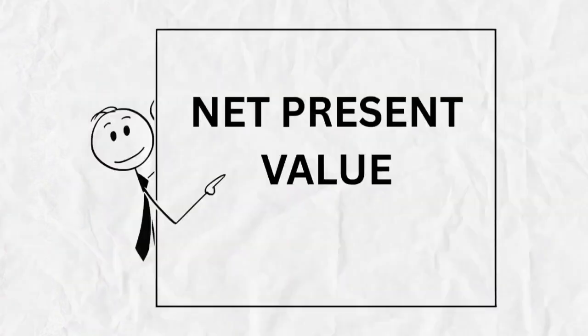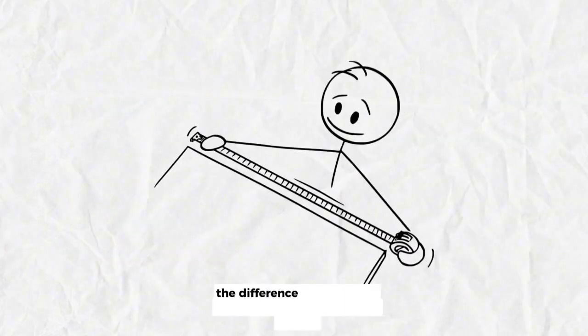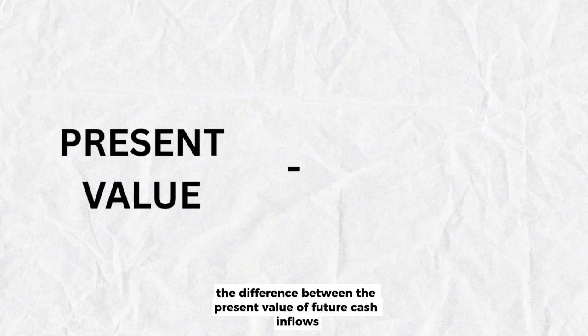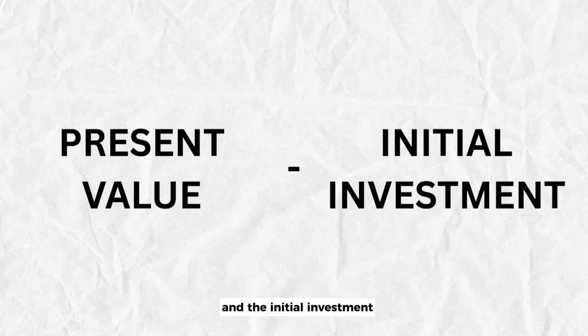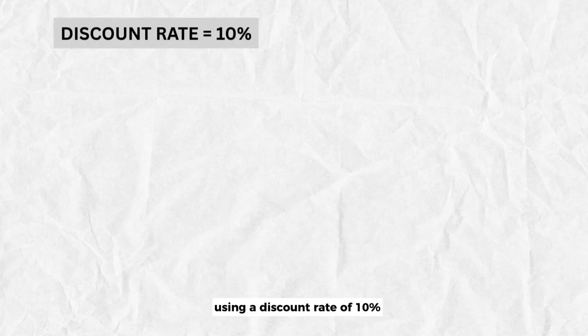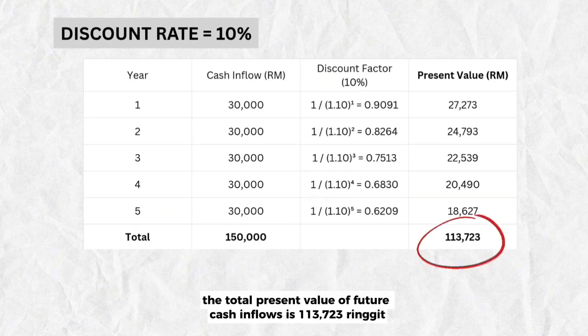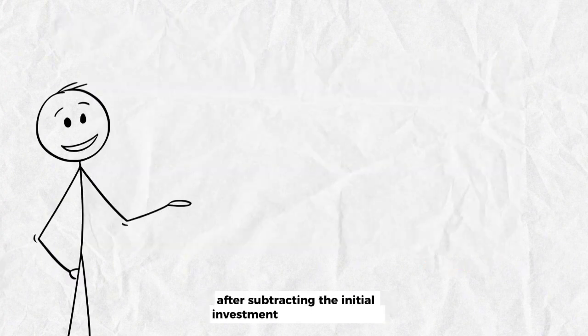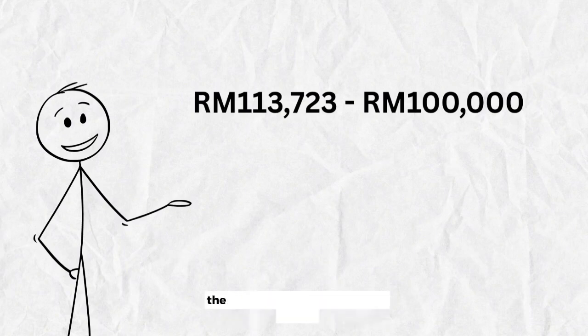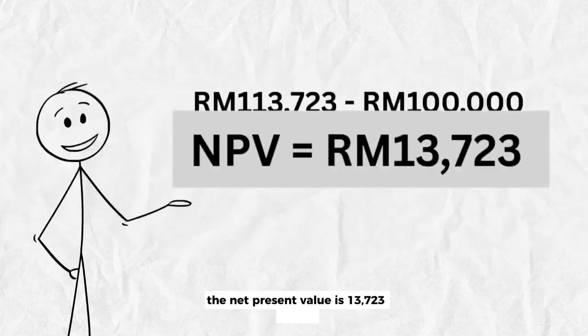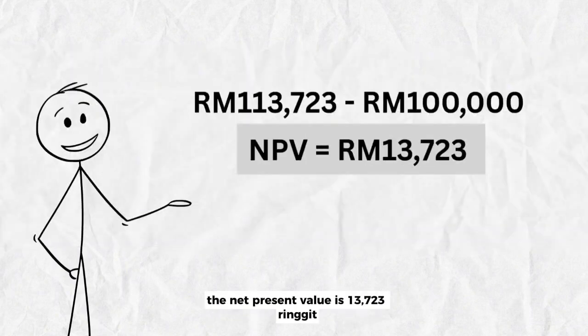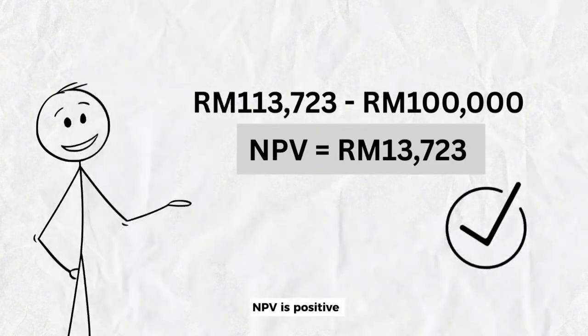Net present value, or NPV, measures the difference between the present value of future cash inflows and the initial investment. Using a discount rate of 10%, the total present value of future cash inflows is 113,723 ringgit. After subtracting the initial investment of 100,000 ringgit, the net present value is 13,723 ringgit. NPV is positive.